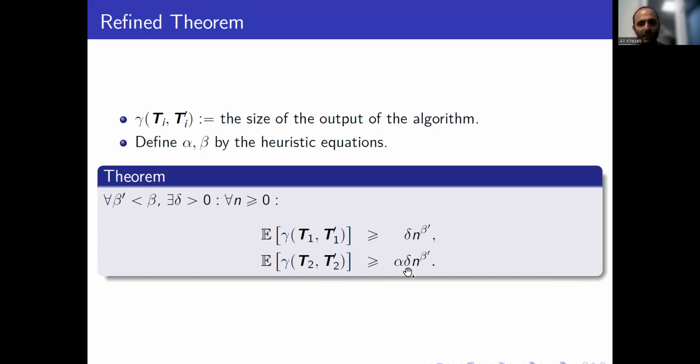So here is the more quantitative way of stating the result. The result is that consider alpha and beta, which are defined by the heuristic equations, and I prove that if we choose any beta prime less than beta, then there exists some delta positive such that for all n we have this inequality. So there is no order or omega here. It's an exact inequality, so we can use induction for this.